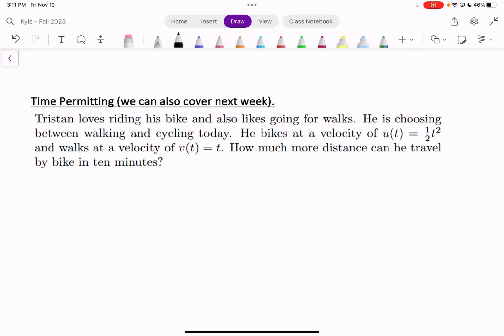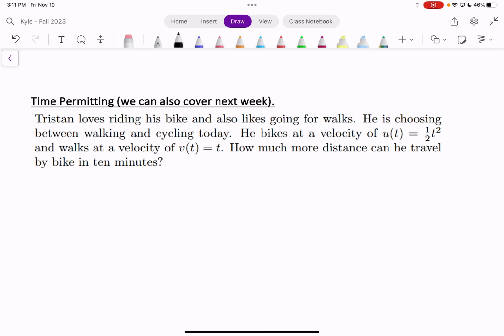Is Tristan here, by the way? Oh, you're Tristan. Oh my God, that's awesome. So let's talk about Tristan, guys. Tristan loves riding his bike, and he also loves going for walks. He's choosing between walking and cycling today.